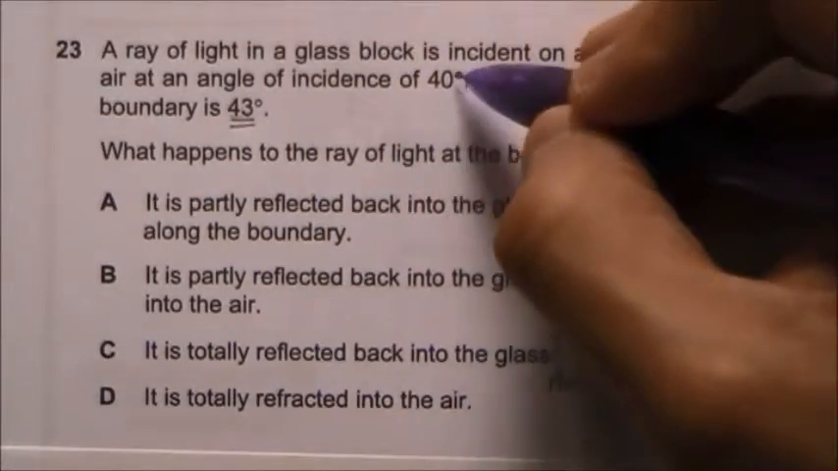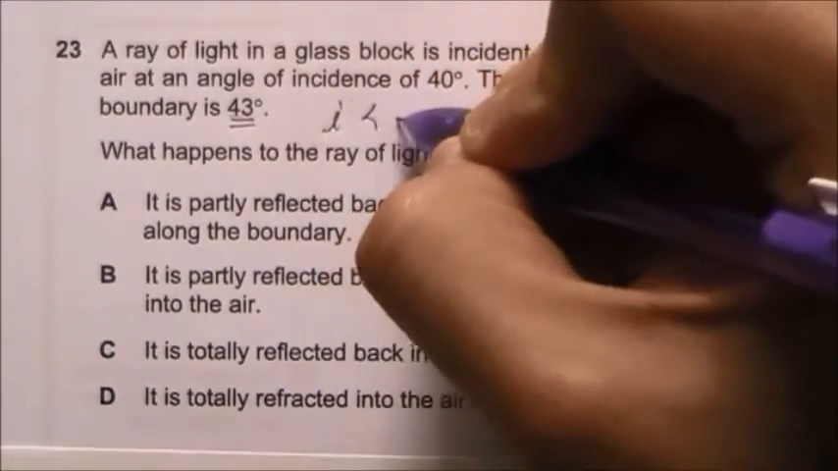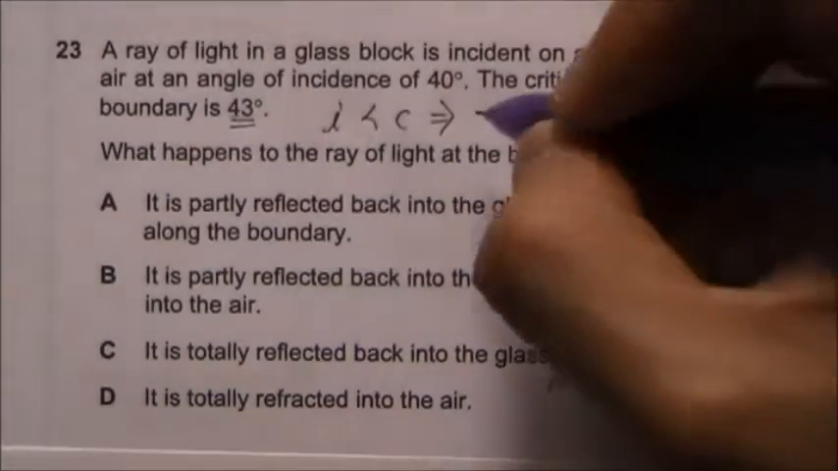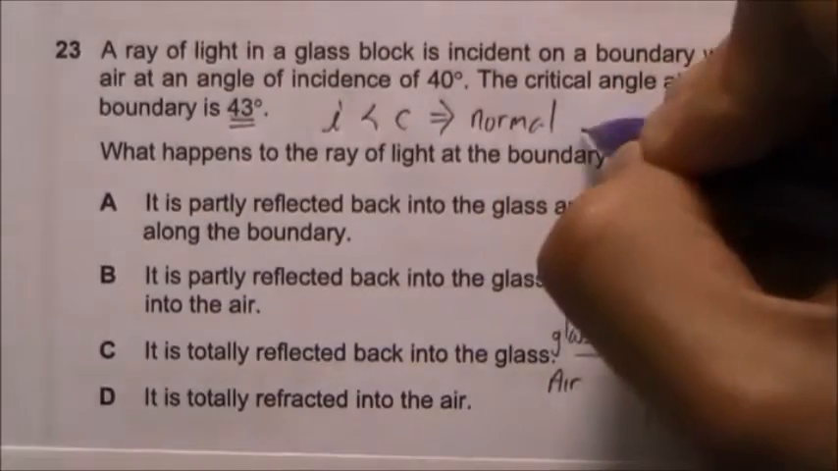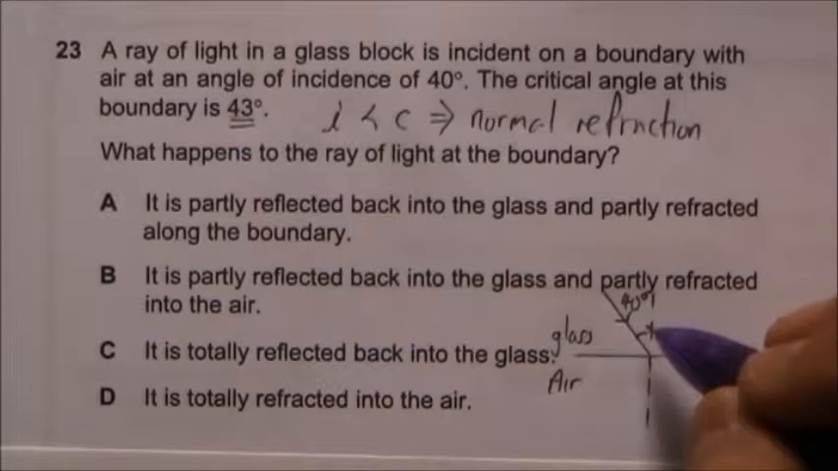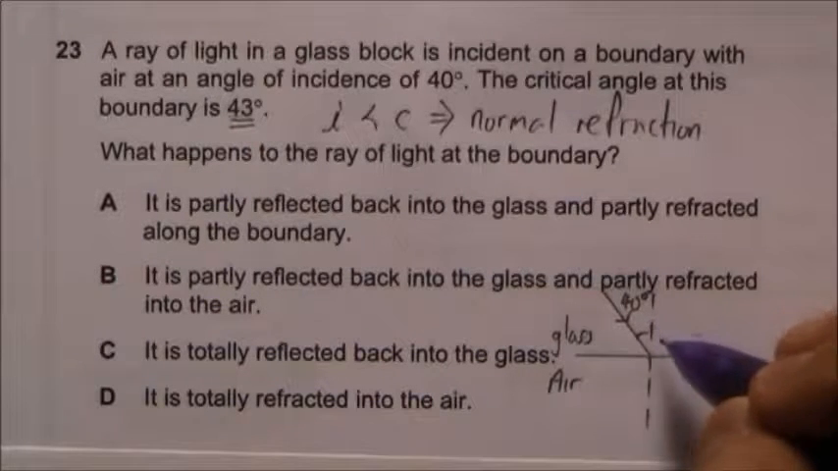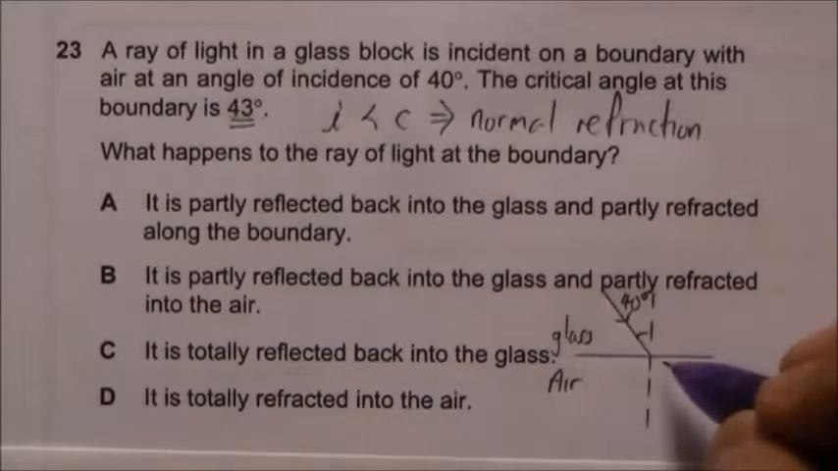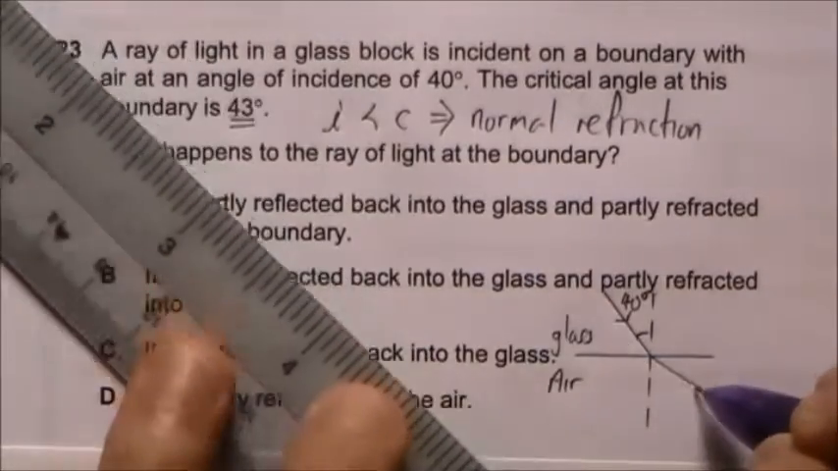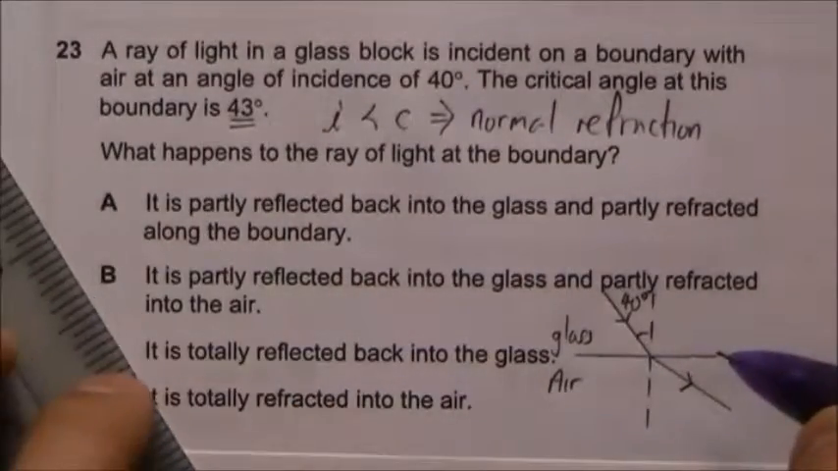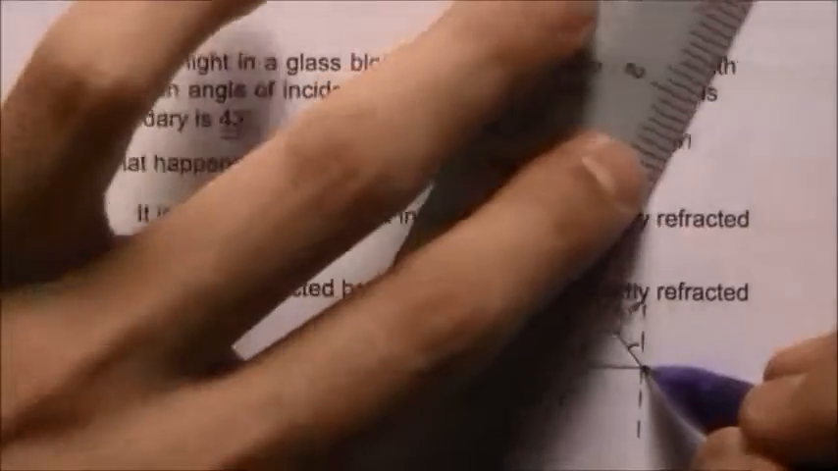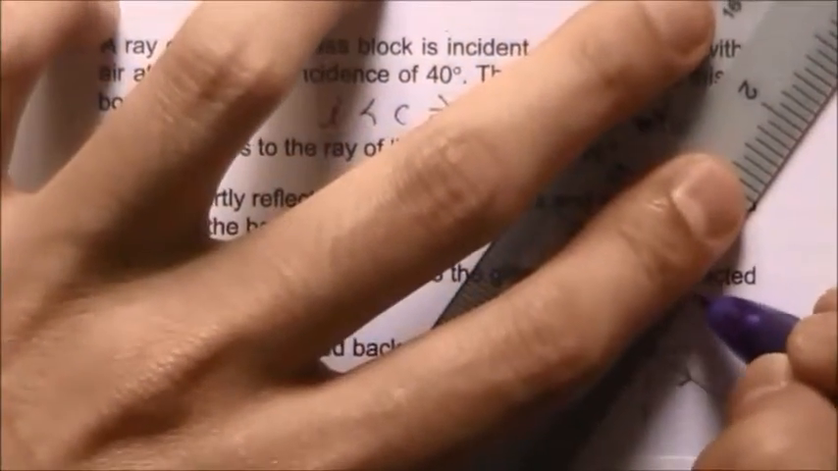So the angle of incidence being 40, it is less than the critical angle. Hence, total internal reflection will not occur. In fact, only normal refraction will occur. So since it's traveling from an optically denser medium to a less dense medium, the light ray will be refracted away from the normal, and at the same time there is a weak reflected ray that will be reflected back into the glass surface.